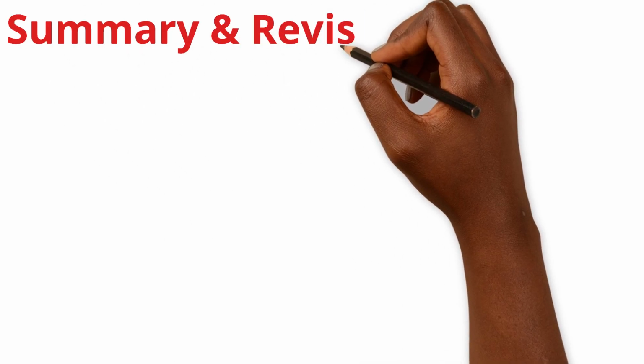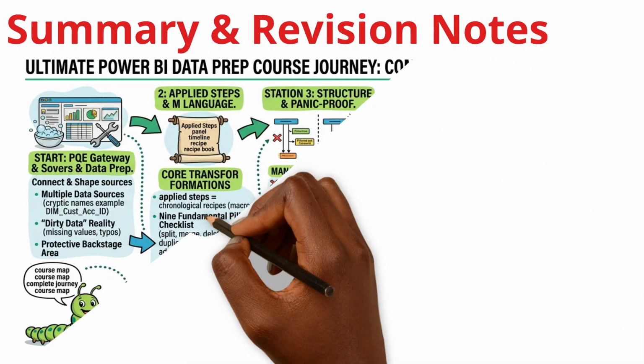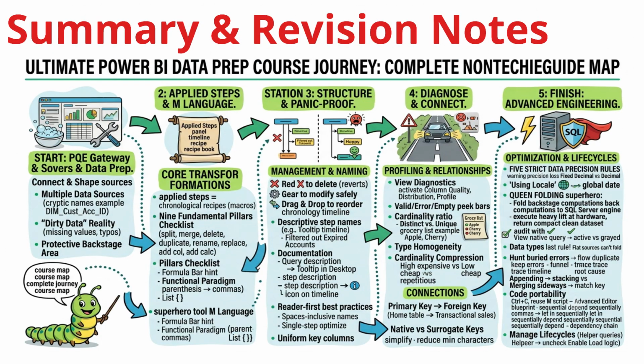We recognized raw data as chaotic, using the Power Query Editor Backstage Kitchen to separate dirty sources from report visuals. We executed fundamental transformations, which were instantly captured as chronological M language recipes. This timeline provided a risk-free environment, allowing us to modify or reorder past steps safely.